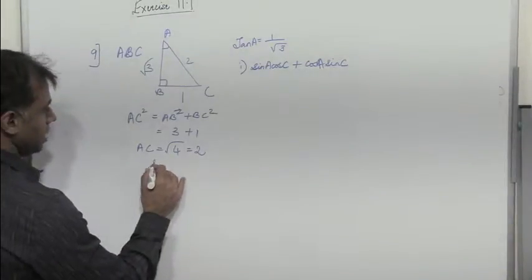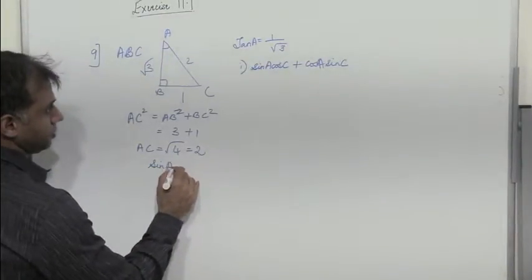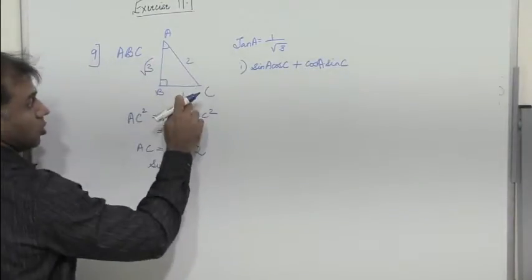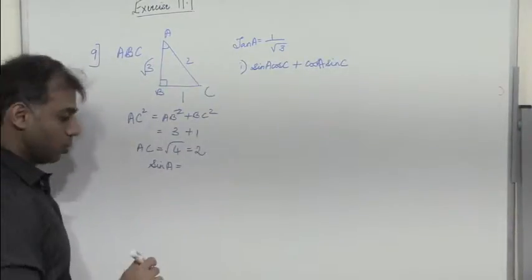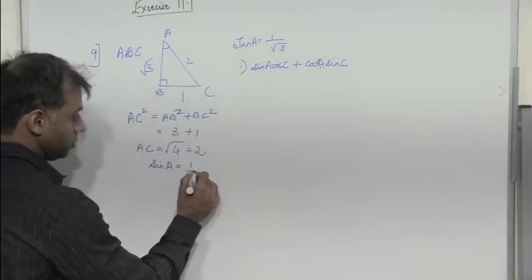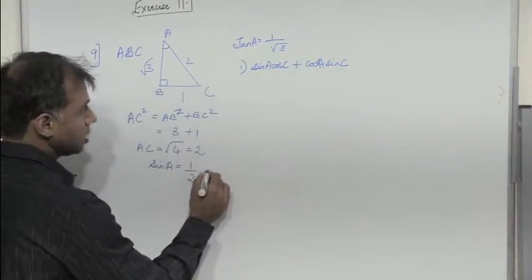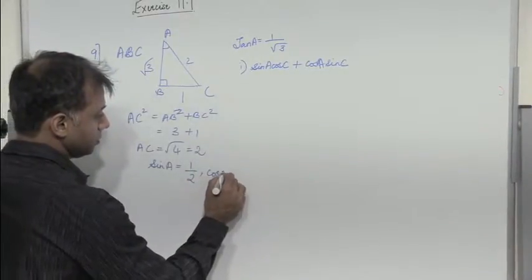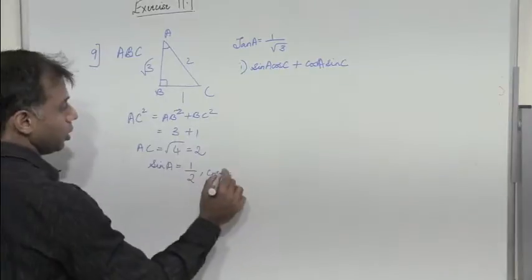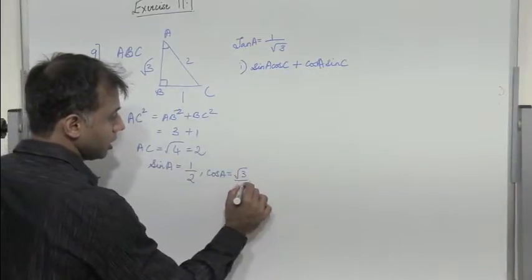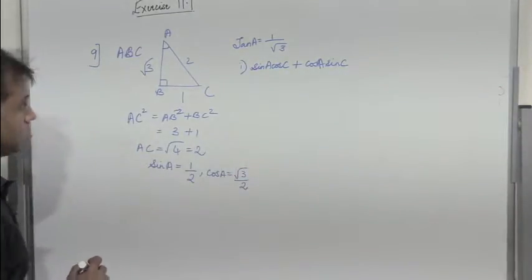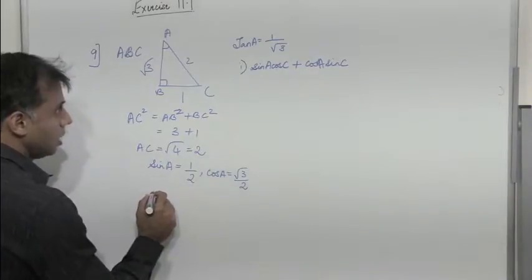Okay, so what is sine A? Sine A is opposite side by hypotenuse, which is 1 by 2. What is cos A? Adjacent side by hypotenuse, root 3 by 2. Okay, so next, what is sine C?